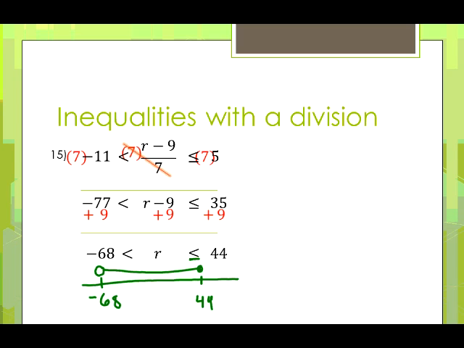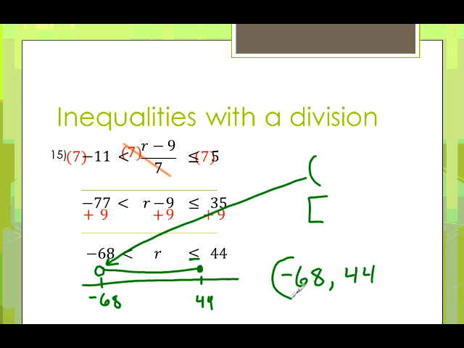Interval notation is just as easy as writing the small value and the high value. So negative 68 to 44. Once again, the question comes, will we use a parenthesis or a bracket? The parenthesis is associated with the open dot. So 68 gets the parenthesis, you can't actually plug it in. The bracket is associated with the closed dot or the equal on the inequality. And since you can use 44, we use a bracket. And that is how you solve.